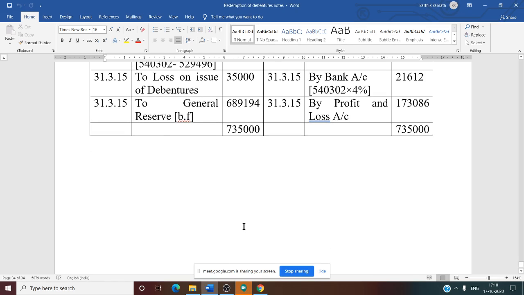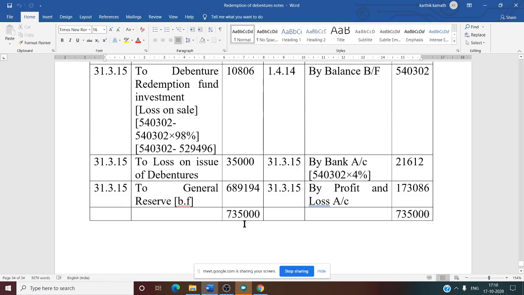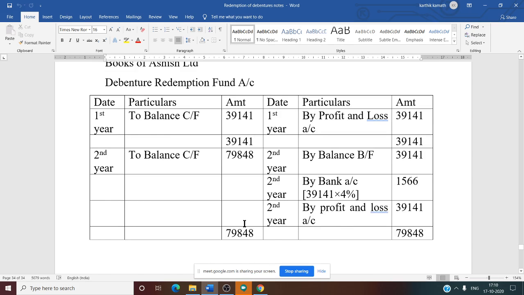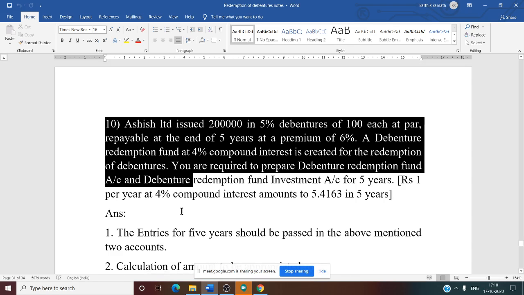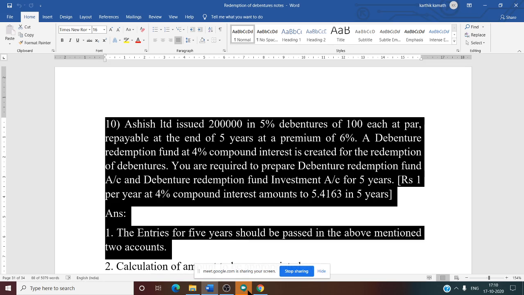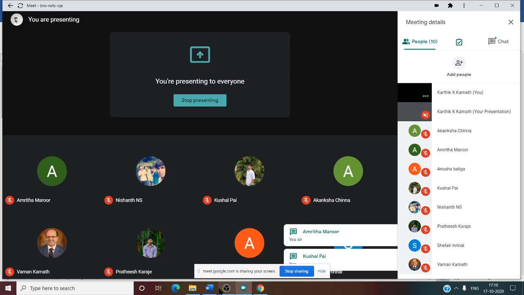Now we are going to discuss problem number 10. Till now we have discussed 9 problems. So now we are going to discuss problem number 10. See this problem. Ashish Limited issued 2 lakh debentures.